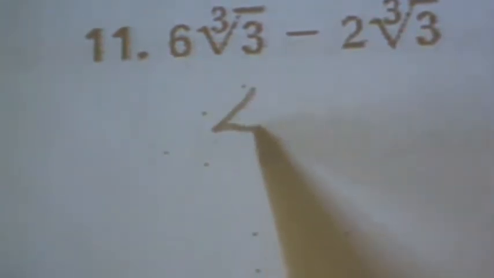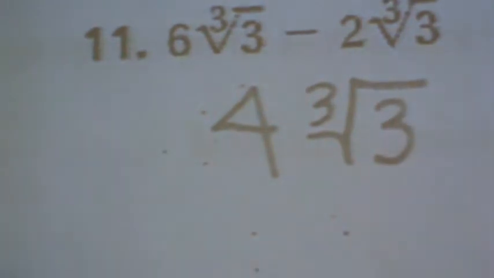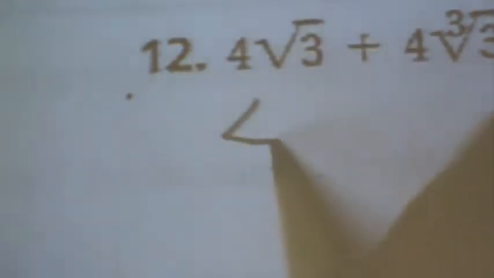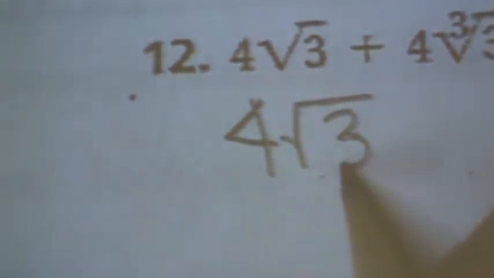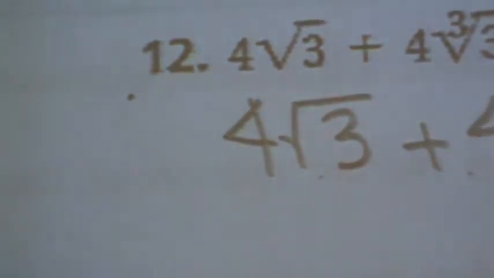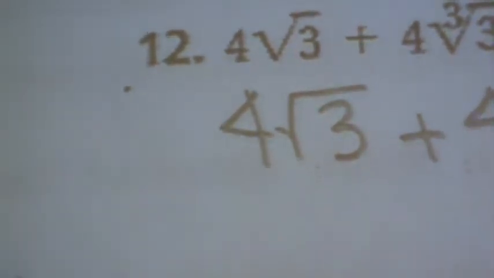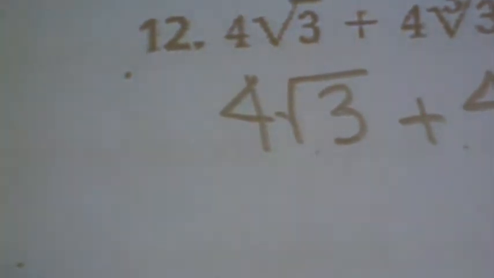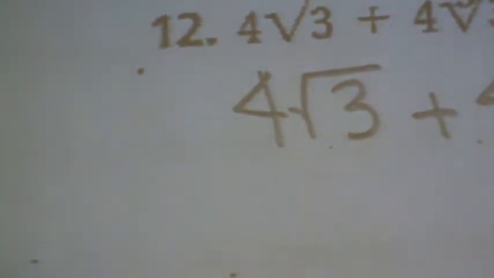Number 11. Can these be added? Yes. What do you combine? 6 and 2. And you get what? 4. Good job. And how about this one, 12? Can you add these up? Oh, no, you can't. So the answer is not no solution, it's just already simplified. That's the answer.